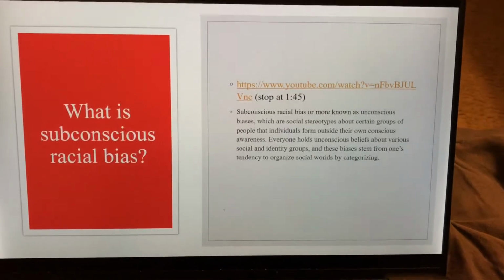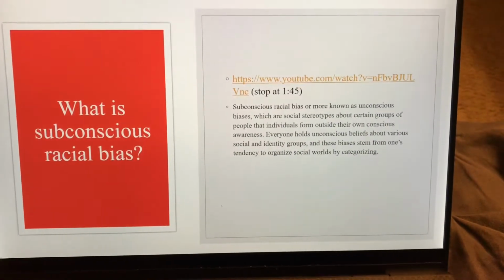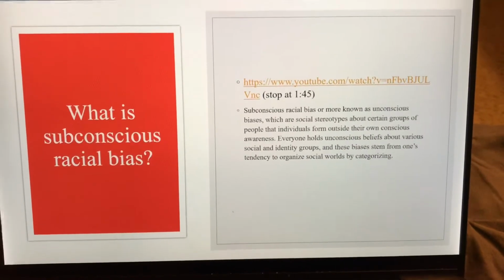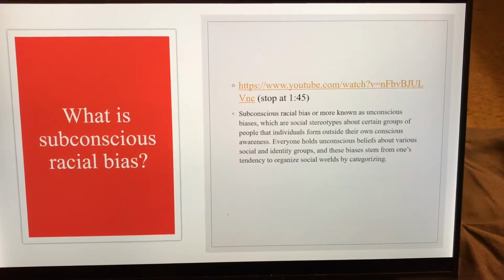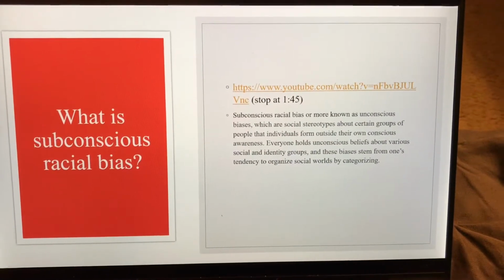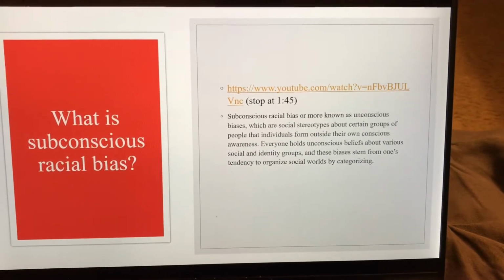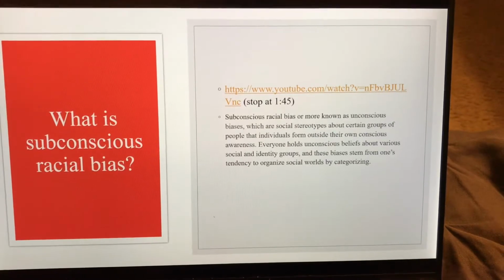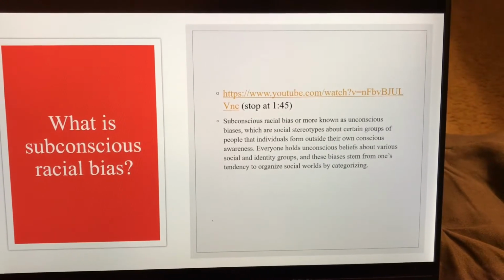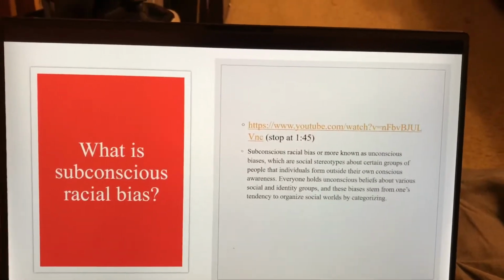What is subconscious racial bias? Subconscious racial bias, more known as unconscious bias or implicit bias, refers to social stereotypes about certain groups of people that individuals form outside of their own conscious awareness. Everyone holds unconscious beliefs about various social and identity groups, and those biases stem from our tendency to organize our social worlds by categorizing.